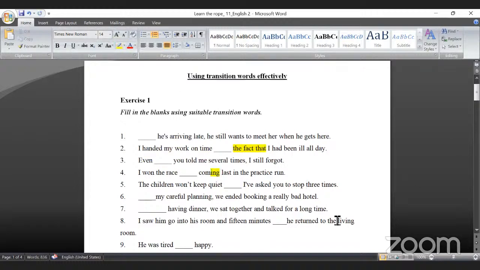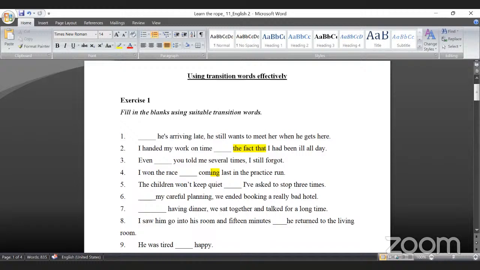The fifth one, the children won't keep quiet, dash, I have asked you to stop 3 times. Even though. Yeah, you can avoid you there and maybe do it as such. Even though I have asked to stop 3 times, although I have asked to stop 3 times, though I have asked to stop 3 times, all of them fine.